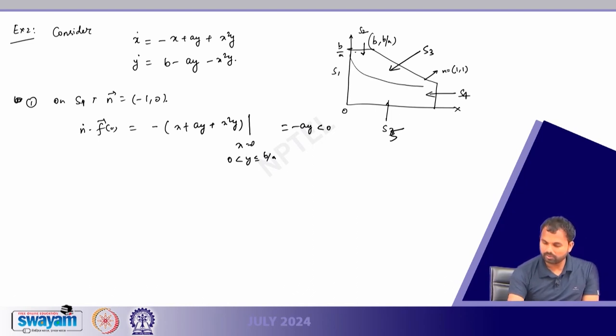So, on each side, we can determine this n dot f, and we will see what kind of sign it has. We will have the corresponding normal, and from there we can calculate n dot f. So, here it is less than or equal to 0. So, we keep on doing that, and we will find out the region.